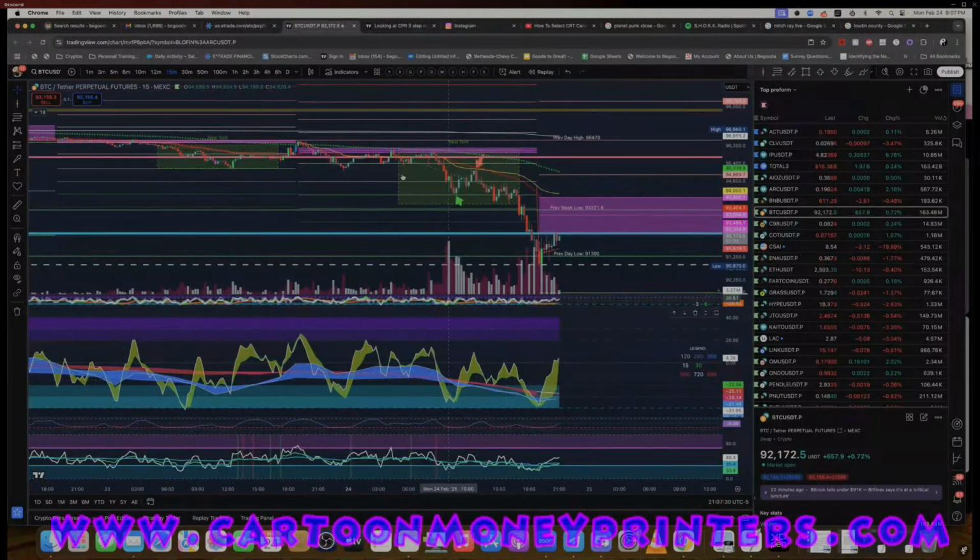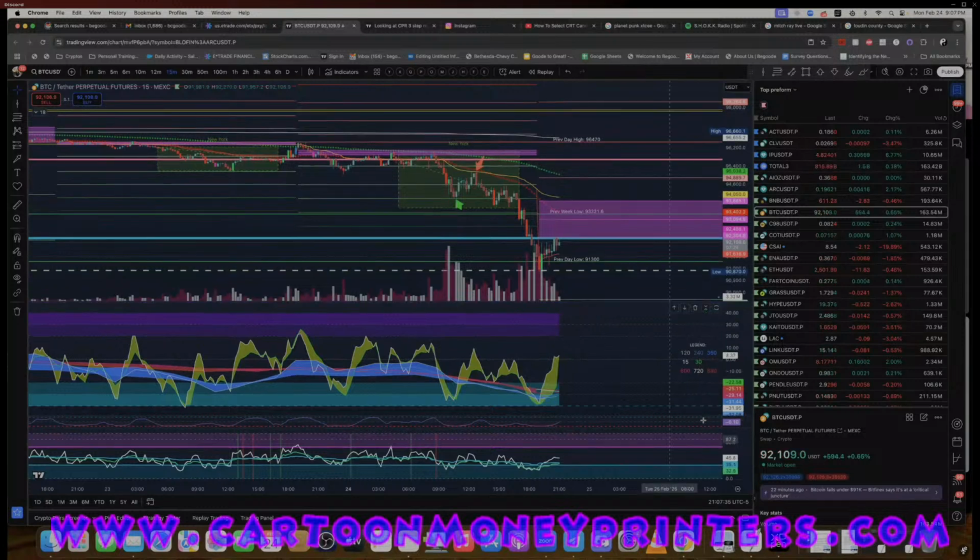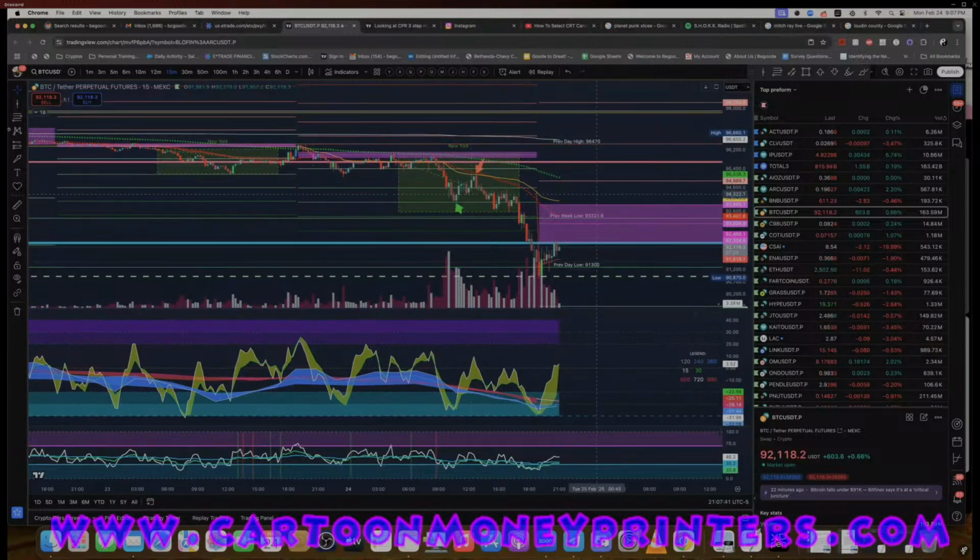Okay, so we're coming into the session here. I'm going to get rid of that, and I'm going to get rid of that. Kind of clean this up a little bit. We don't really need the pivots right now.